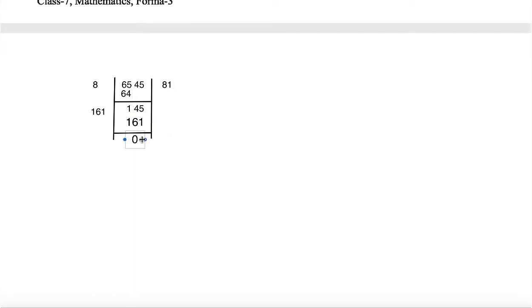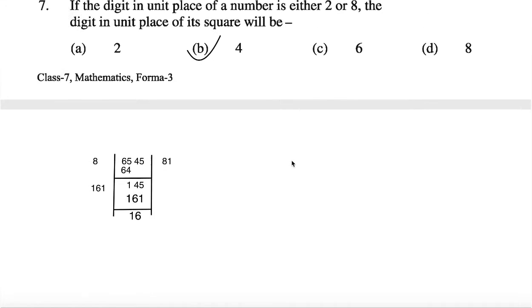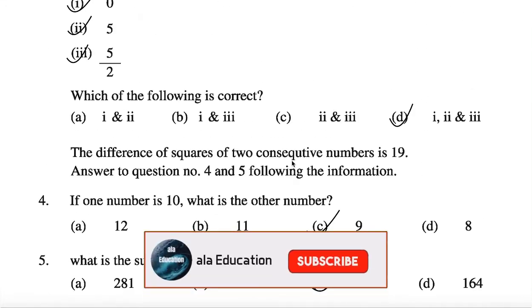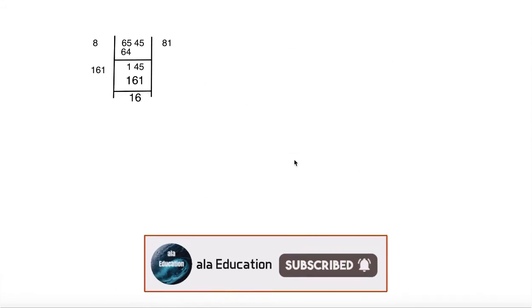What is the difference? 161 minus 145, 16. So you must add at least 16 to make it a perfect square, that is 81 square, 6561. So you must add 16, not 26. So add 16 and make it a perfect square. That's it.